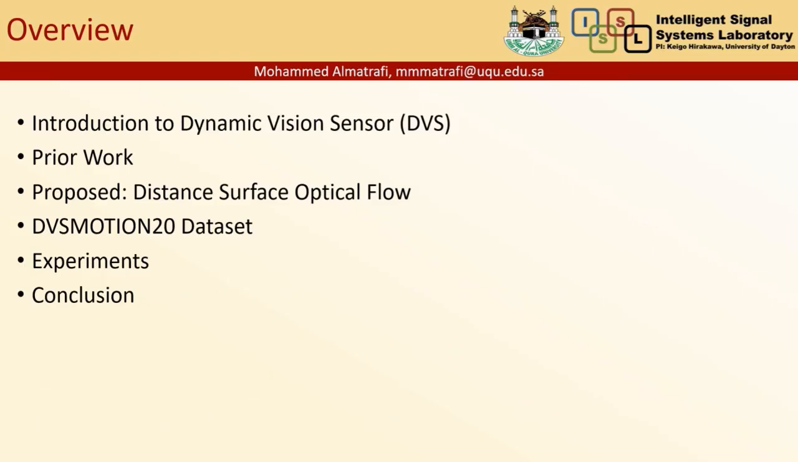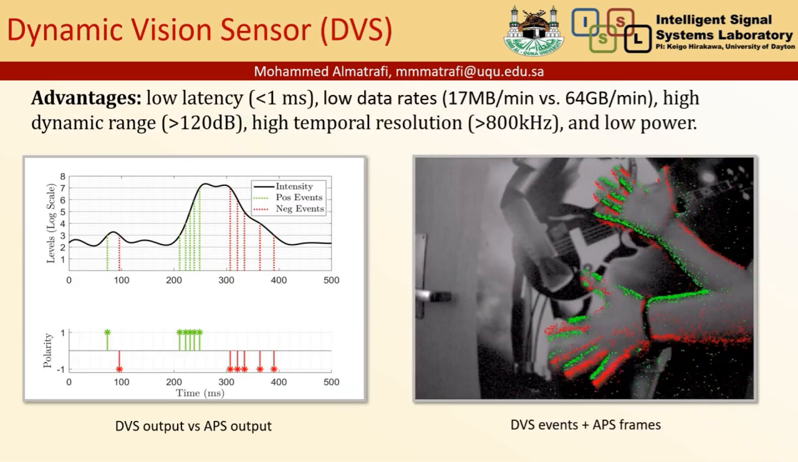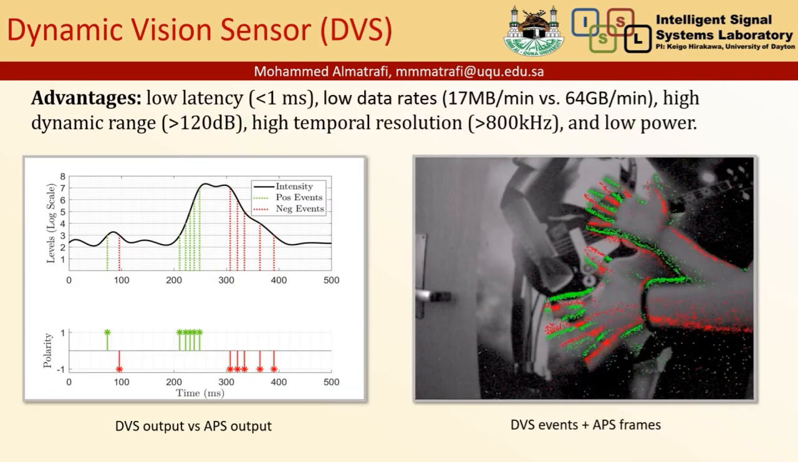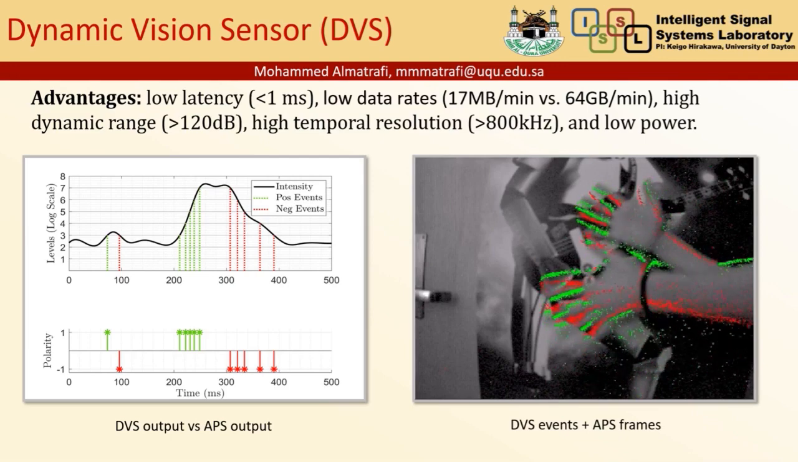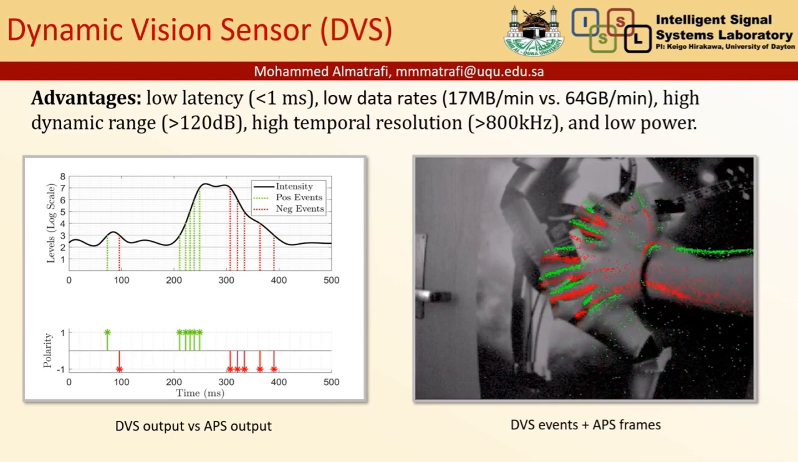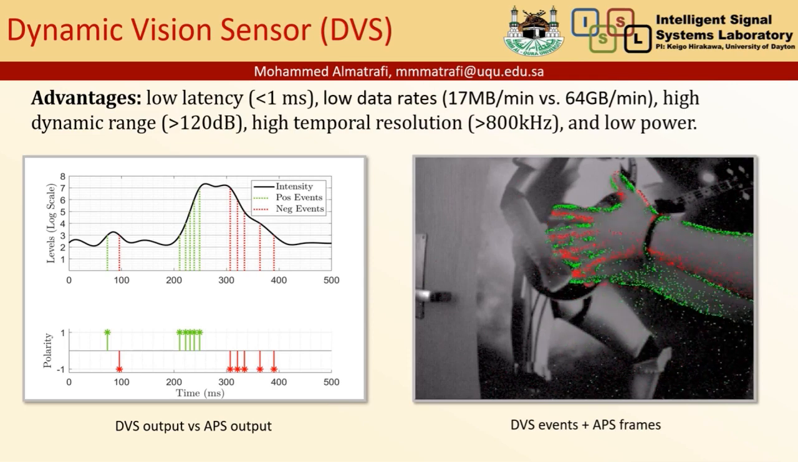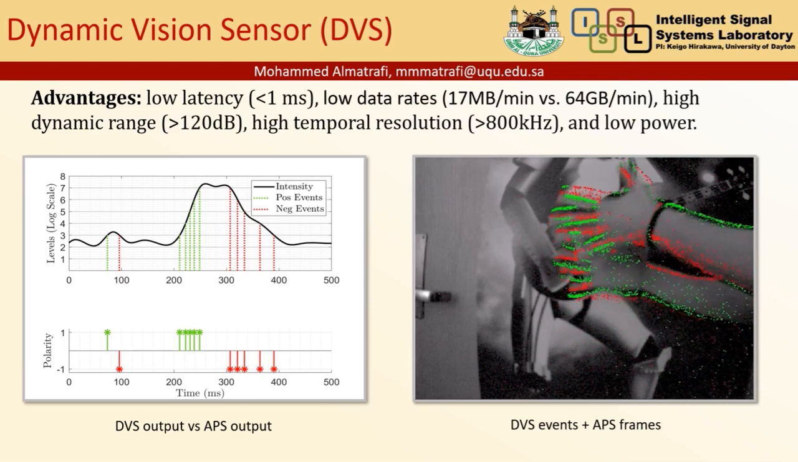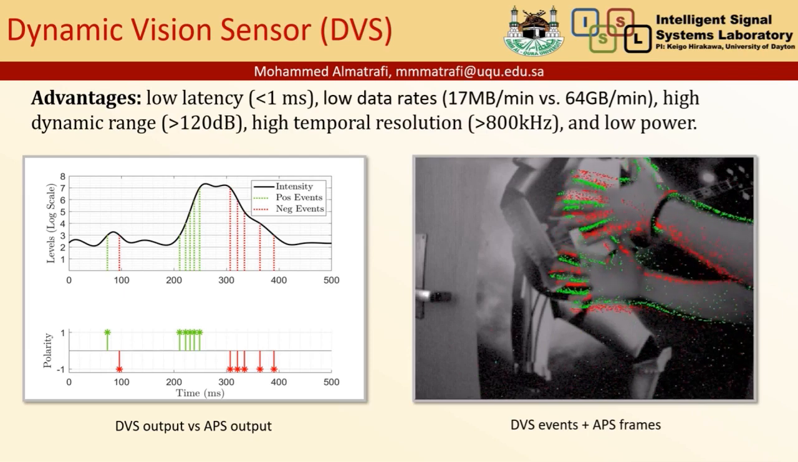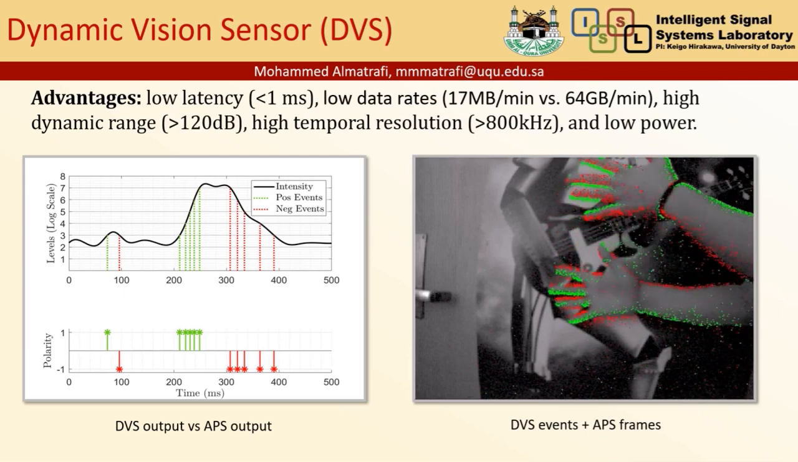For our overview, I will give a quick introduction to the dynamic vision sensor, or DVS, for those who are not familiar with it. Then I will present our new method to take data from DVS to improve the state of the art for optical flow. DVS is completely different from the active pixel sensor, or APS, which is what you see in ordinary cameras. APS reports frames at a fixed frame rate, while DVS asynchronously reports spikes, called events, when the log intensity changes exceed a fixed threshold at each pixel.